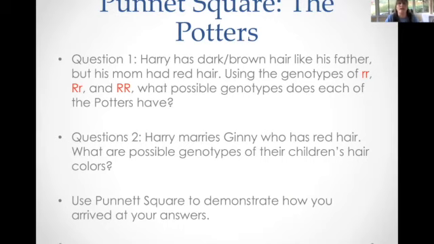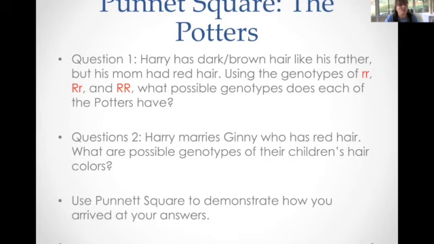Now, the Potters. We have Harry, who has dark brown hair. And yes, we just say dark brown hair, even though the quote was black. Harry has dark brown hair like his father's, but his mom had red hair. Now we're going to use the genotypes for red hair that we looked at. We know that mom had to have homozygous recessive because she had red hair.